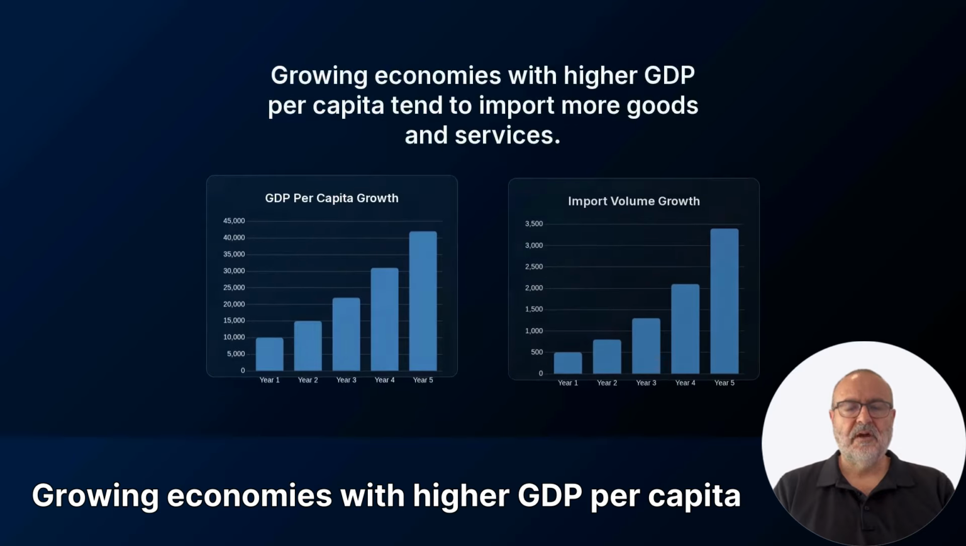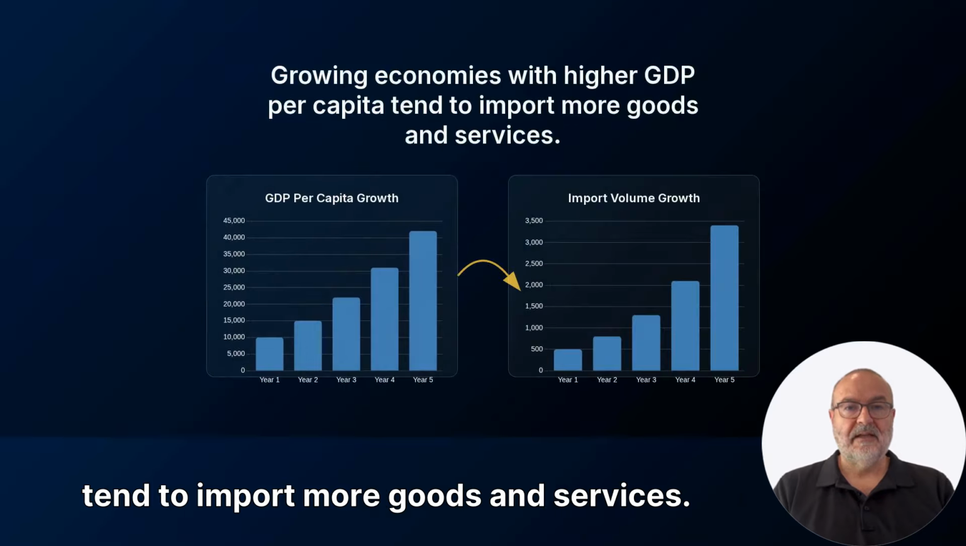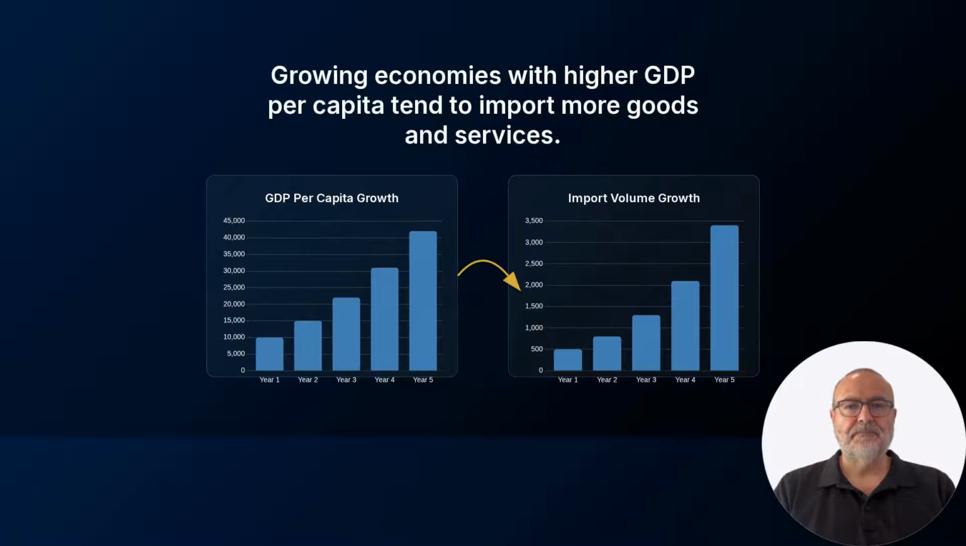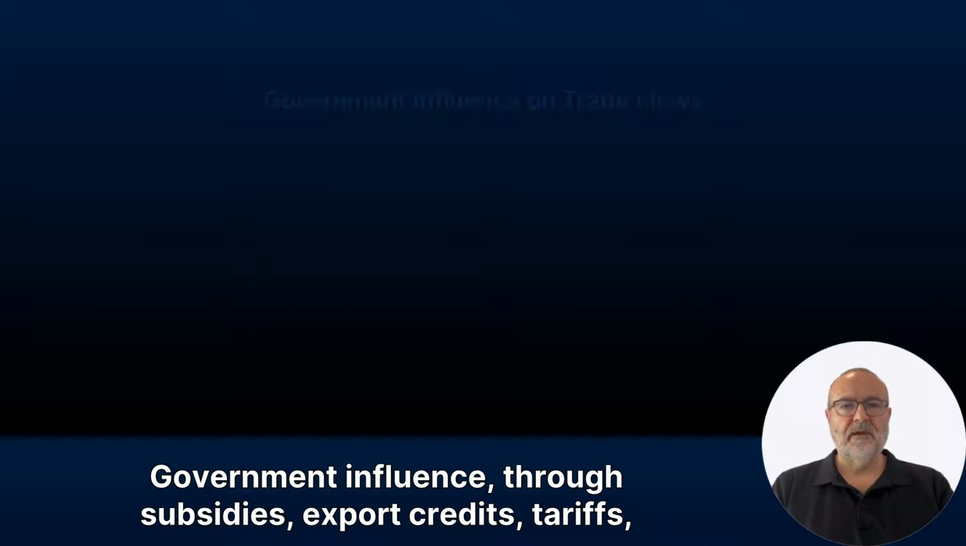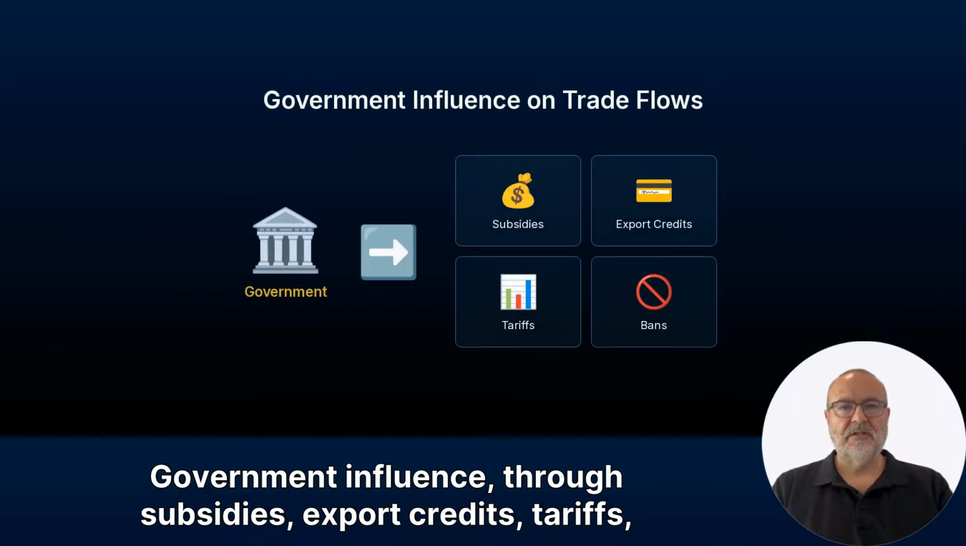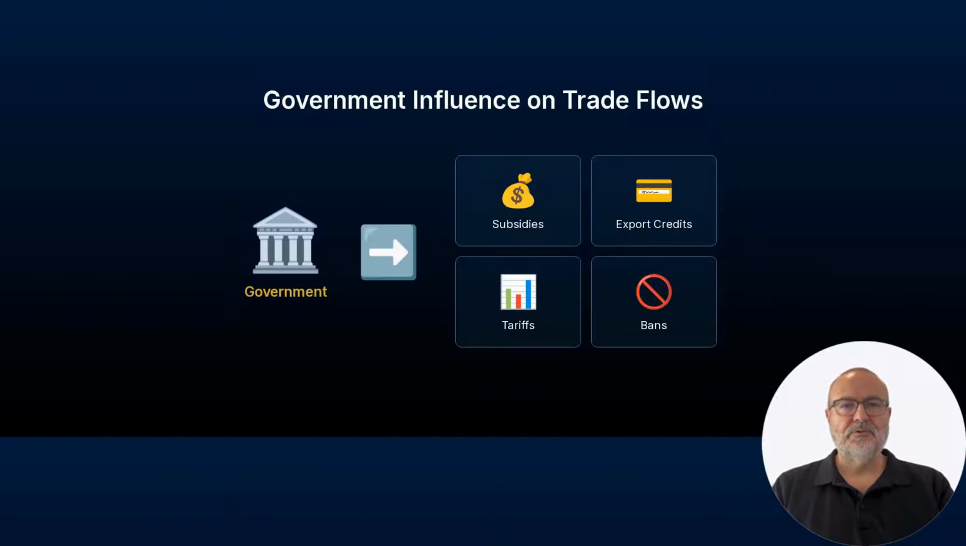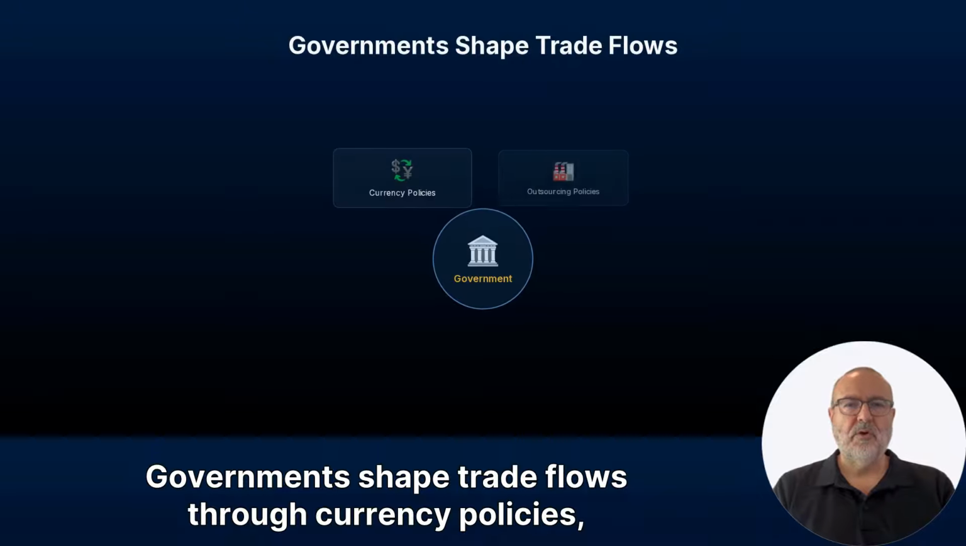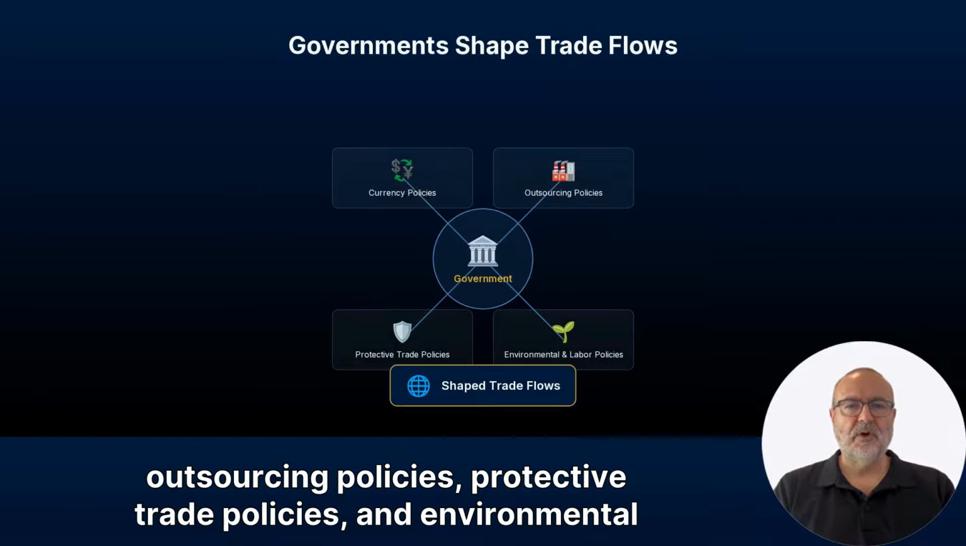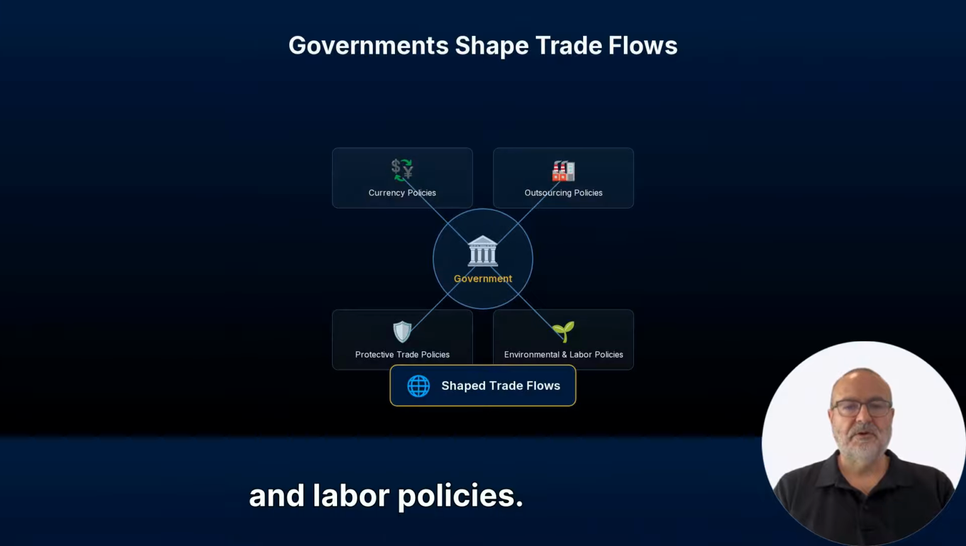Growing economies with higher GDP per capita tend to import more goods and services. Government influence through subsidies, export credits, tariffs, and bans significantly affects trade flows. Governments shape trade flows through currency policies, outsourcing policies, protective trade policies, and environmental and labor policies.